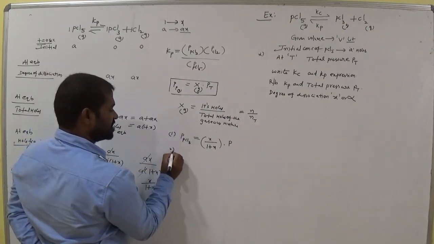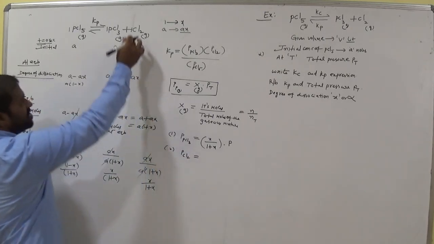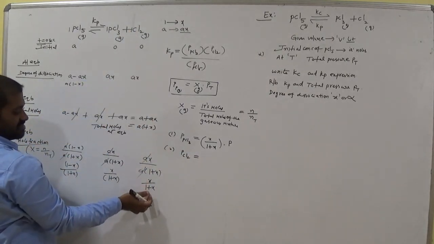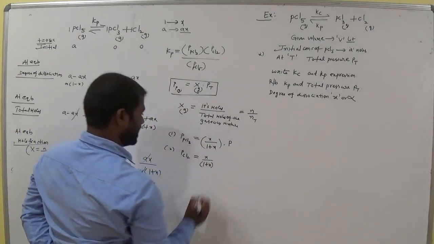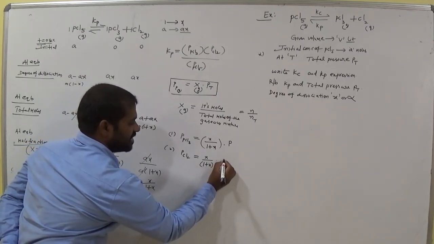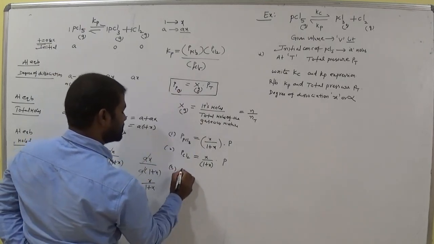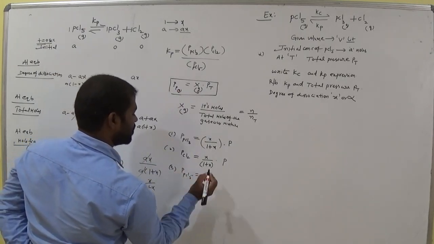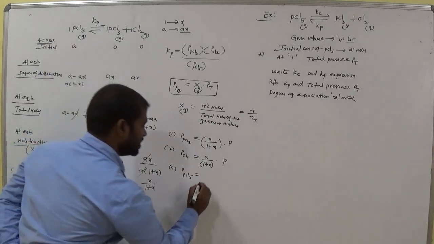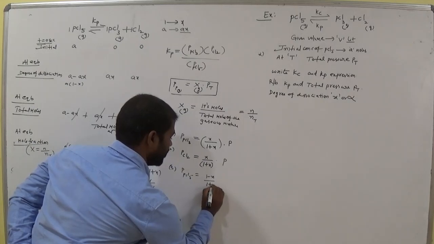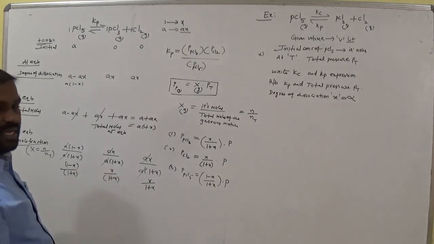Okay. And come to the next term, partial pressure of Cl2. What is the mole fraction of Cl2? X by 1 plus X. Is it clear? And what about total pressure? It is clearly P. And come to the third term here, partial pressure of PCl5. So what is the mole fraction of PCl5? 1 minus X by 1 plus X. So that is 1 minus X by 1 plus X into total pressure P, where PT means P, total pressure.